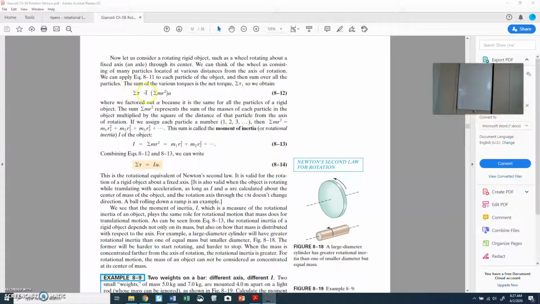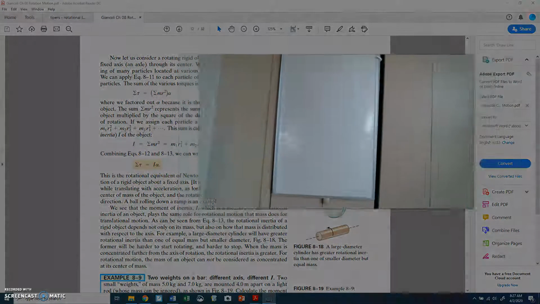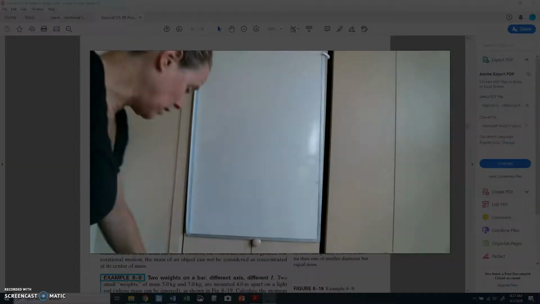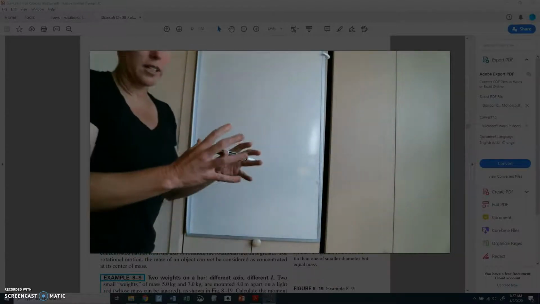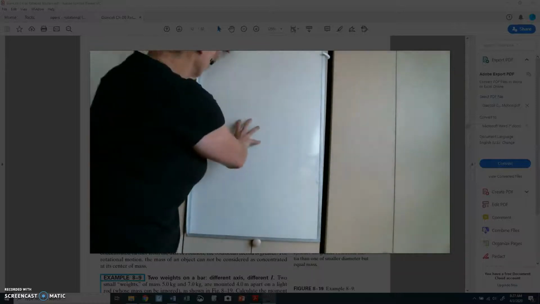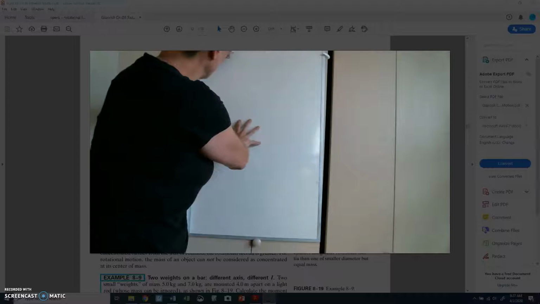Ultimately, while you've got this m r squared, it really is technically the sum of all the m r squareds, and they replace that sum of all the m r squareds with I for inertia. So the net torque is equal to I alpha. What I'd like to do is put this up on the screen and then give you that connection to your ranking tasks.